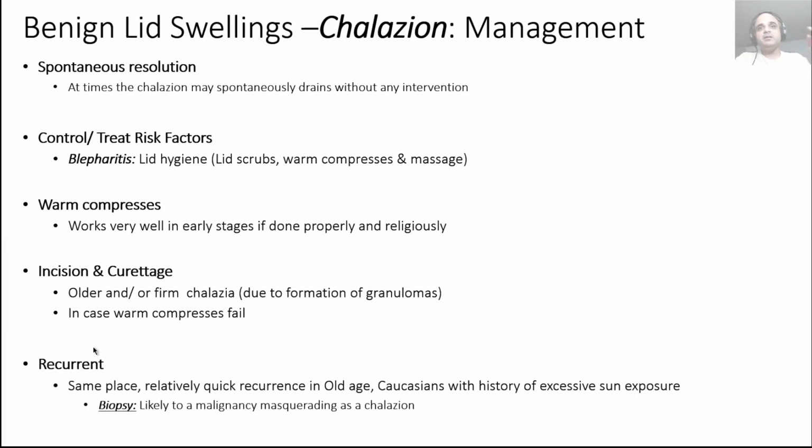And if it's a recurrent chalazion happening in the same place over and over again, especially rather quickly, especially in old age Caucasians with a history of sun exposure, think of malignant tumors masquerading as a chalazion. They can do that. We'll see how that happens when we talk about malignant lid lesions, which is going to be the last topic today.